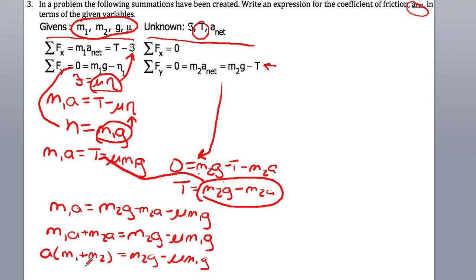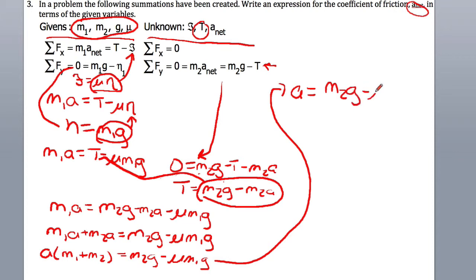Divide both sides by the quantity m1 plus m2. I'm running out of room here, so I'll go up here. And this is going to be a is equal to the right hand side, which is m2g minus mu m1g, divided by the expression in front of a, which is m1 plus m2. And there we go. I got an expression for the net acceleration in terms of the given variables.